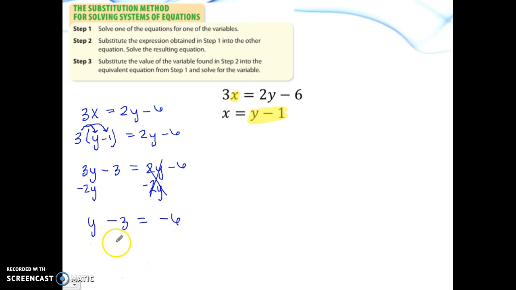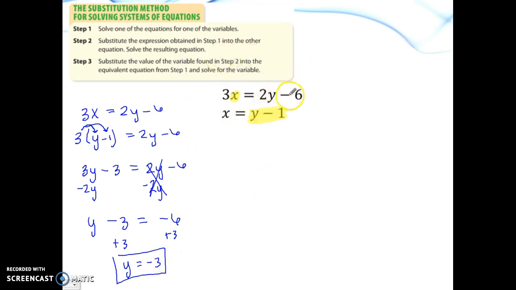Last step, to get y by itself, if I add 3 on both sides, now I have y equals negative 3. So this means in both of my equations, this y here and this y here both equal negative 3. The last step now is to substitute the value of the variable found in step 2, so substitute in negative 3 into one of the equations.